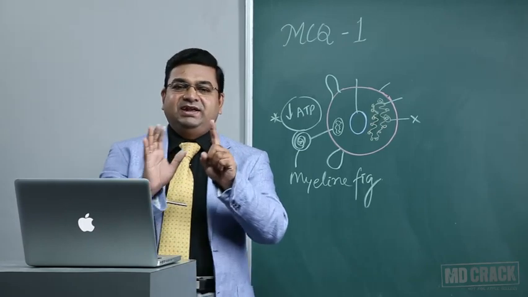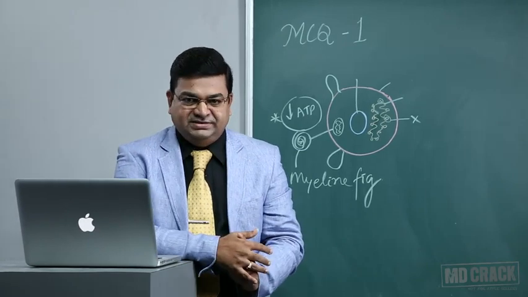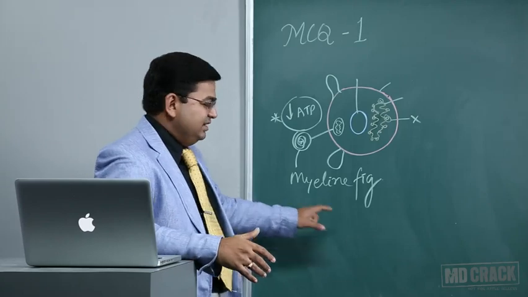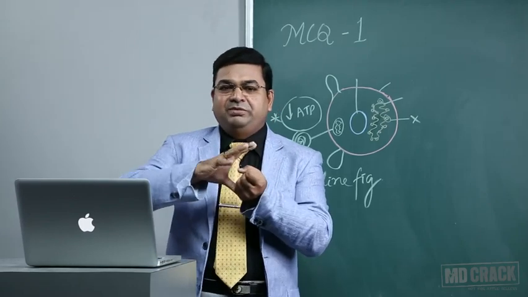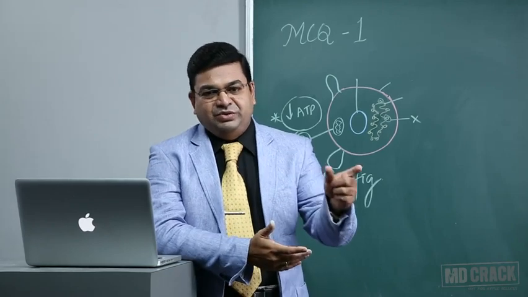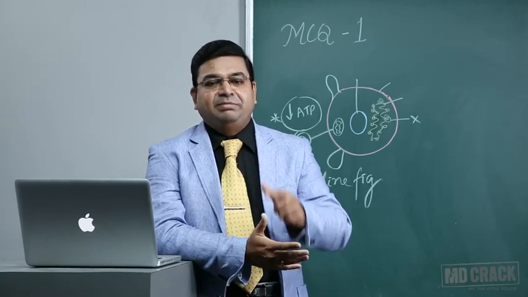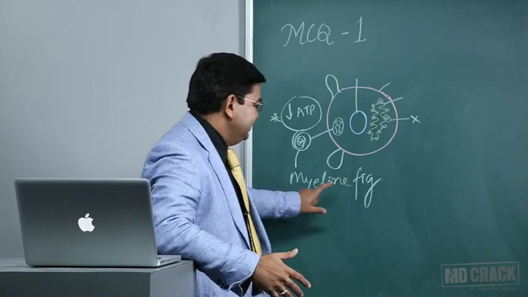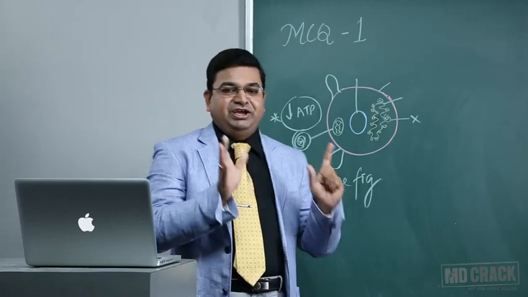But remember, that is an electron microscopy finding. These myelin figures are nothing but amorphous phospholipid concretions that are seen only with electron microscopy. You cannot make out these myelin figures at the light microscopy level. But it is indicative of irreversible injury.